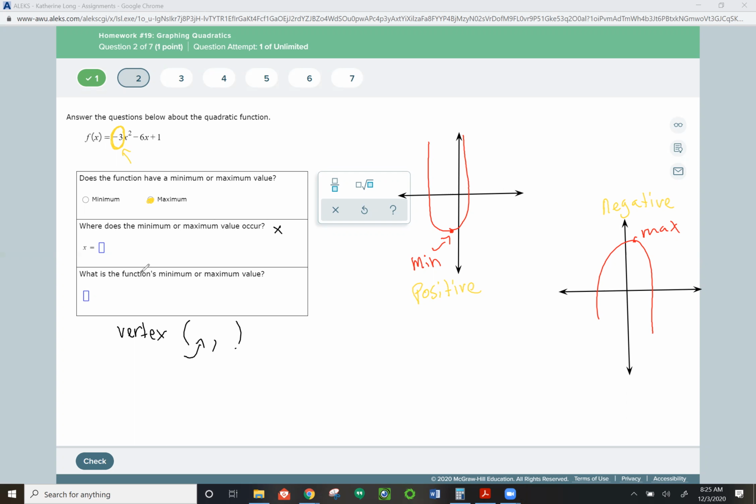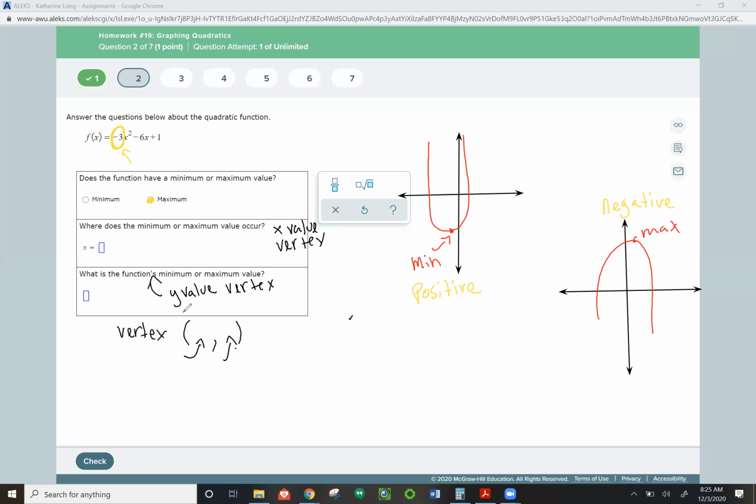When I ask you what is the function's minimum or maximum, when we're talking about the value of a function, we're talking about the y value. So what's the y value? When I'm talking about the value of a function, I need the y value. So this will ask for the y value of the vertex. This is the x value of the vertex, and that's the y value down there.